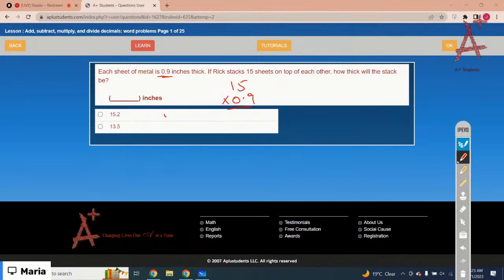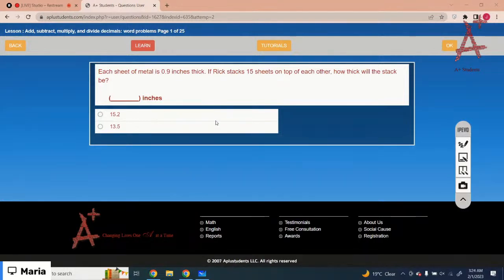Got it? So it would be 9 times 5 is 45. 5 and 4 carry, 9 times 1 is 9, 10, 11, 12, 13. You have one decimal place, so just add a decimal point. So it would be 13.5 inches. Got it? The correct option is 13.5 inches. So the correct option is 13.5. Got it? Just select the correct option and click on the OK button.